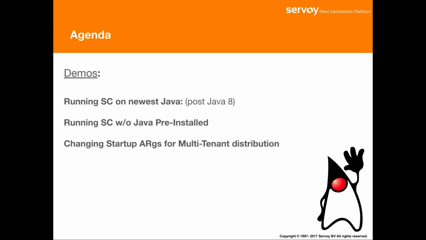So today I will do a few demos. First, I'll show you how to run the Smart Client on the latest Java. So this is after Java 8. After Java 8, things become a bit trickier. Then I will also show a demo of how to run the Smart Client without having Java pre-installed. So if you have users that don't have Java installed, then this demo is for you. Finally, I'll show a quick variation on one of the demos on how to change startup args to enable sort of a multi-tenant distribution. So let's get that going.